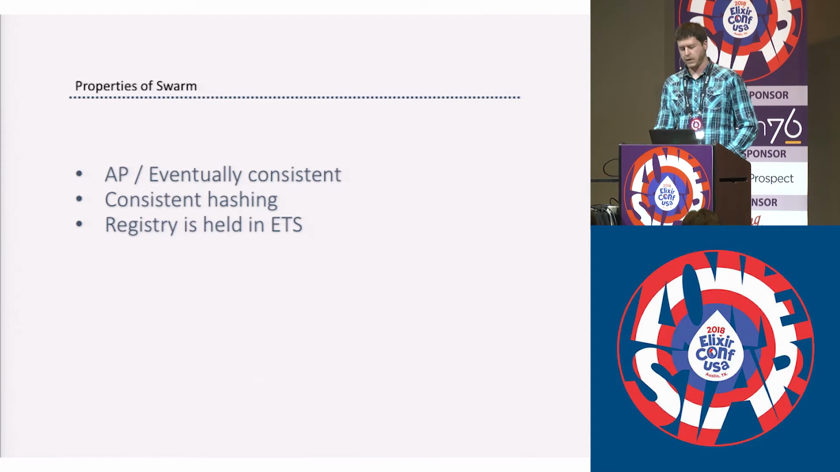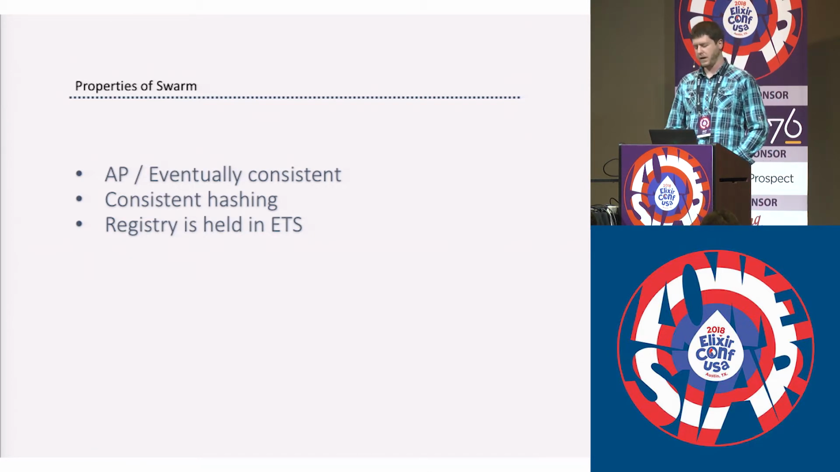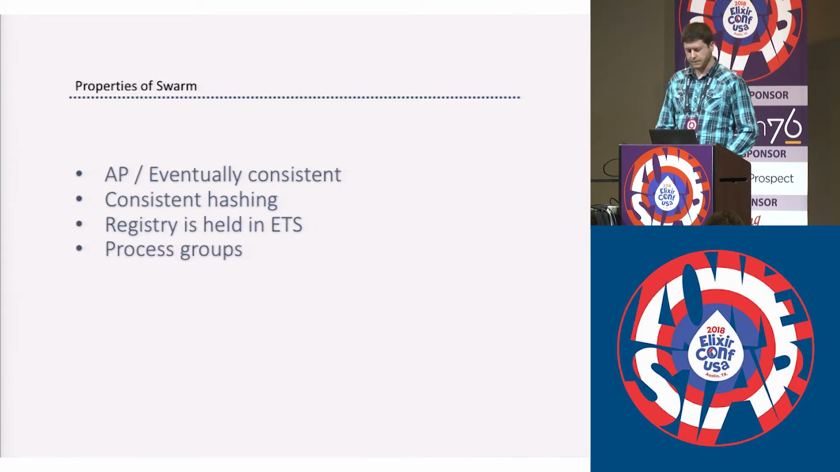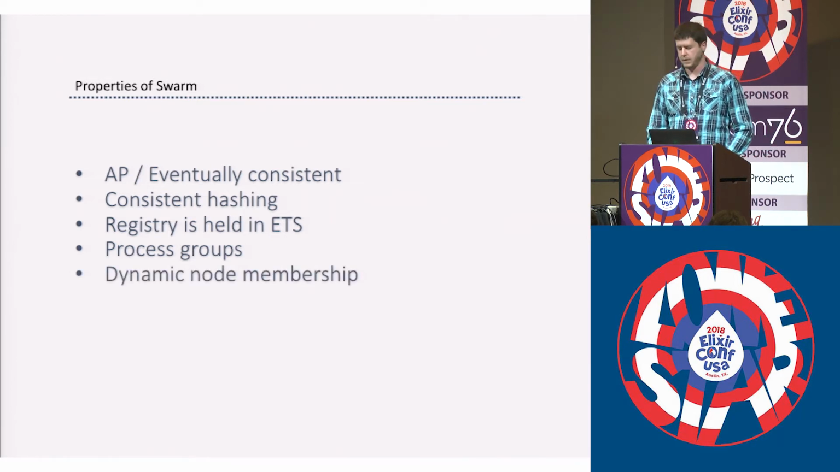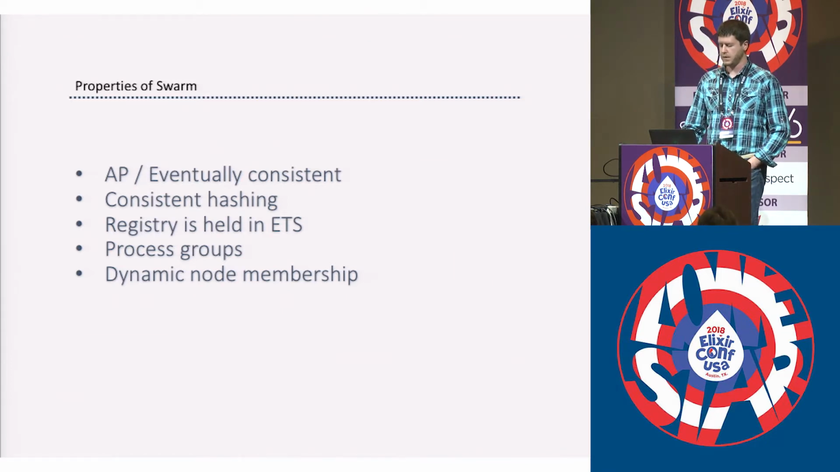The Swarm registry is held in ETS, so a lookup for a name to a PID is very, very quick in ETS. And it supports process groups. So you can join a process to a group, and then you can broadcast or call everything in that group. And like I mentioned, with consistent hashing, the dynamic node membership is a strong point.